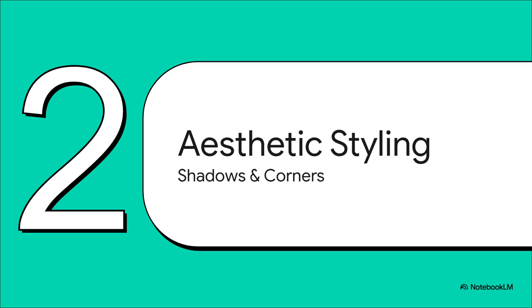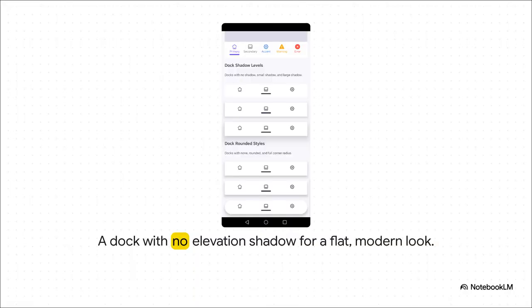Okay, size is one thing, but a great component has to match your app's unique vibe, right? That's where the fun stuff comes in, the aesthetic styling. And B4XDaisyDock has some awesome options for tweaking things like shadows and corners to get exactly the look you're going for. Let's say you want a totally flat design. Easy. You just set the shadow property to none, and you get this super clean, modern look. The dock just sits flush with all your content. It's perfect for those minimalist UIs that are all about that flat design trend.